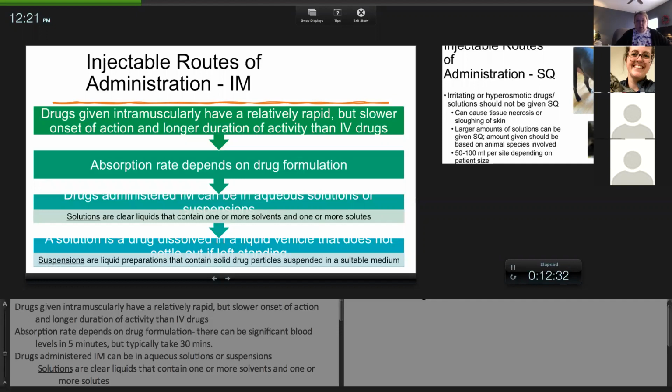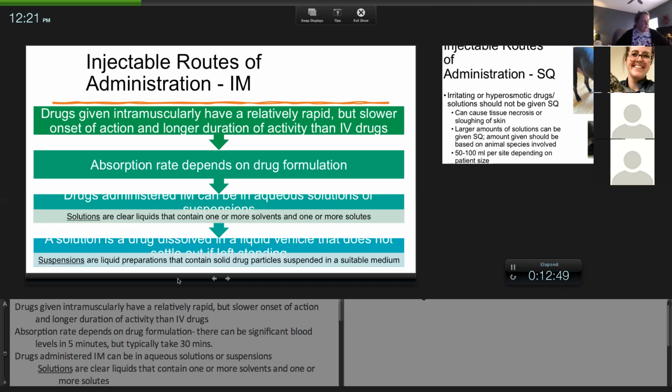Most of the time when you're going in the muscle, your drugs are going to be clear. Again, they can sometimes have to be shaken up, and they can sometimes be a little bit cloudy depending on the drugs that we give, but normally it's going to be clear drugs.